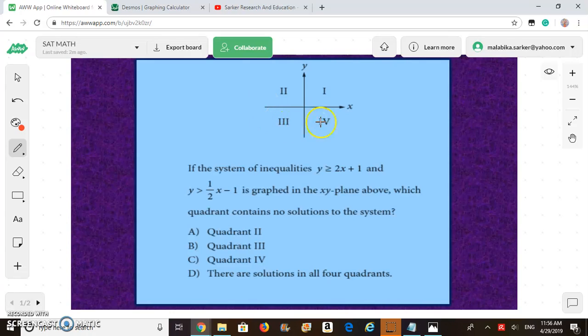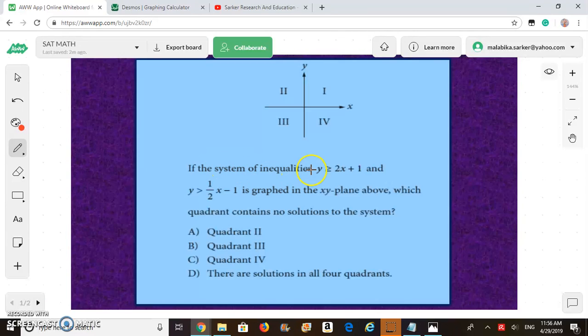So the quadrants are already labeled here. This is quadrant 1, as you may already know. Quadrant 1 means both your x and y are positive. In quadrant 2, x is negative, y is positive. In quadrant 3, both x and y are negative. In quadrant 4, y is negative and x is positive.